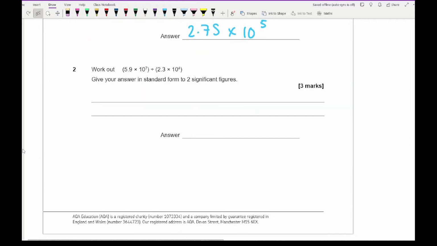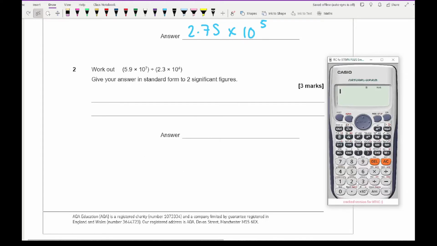Then moving on to question 2, it says work out 5.9 times 10 to the power 7 divided by 2.3 times 10 to the power 4. Now I definitely would say that this is going to be a calculator paper. So working through this, I'm going to use my standard form button just to type it in. So it's going to be 7. And again, you could use brackets, but if you're using the standard form button, then that should be fine to do without. So divided by, but I'll use brackets anyway. So 2.3 to the power of 4. Close bracket, press equals, and you can see that our calculator has given it in ordinary form.